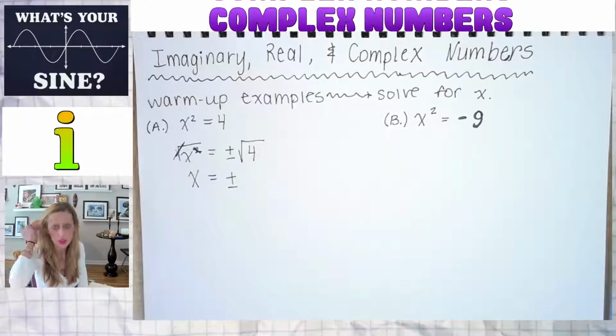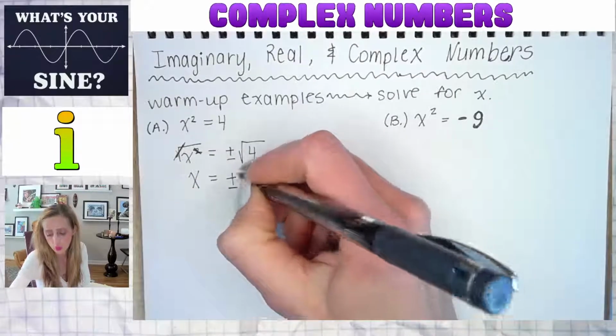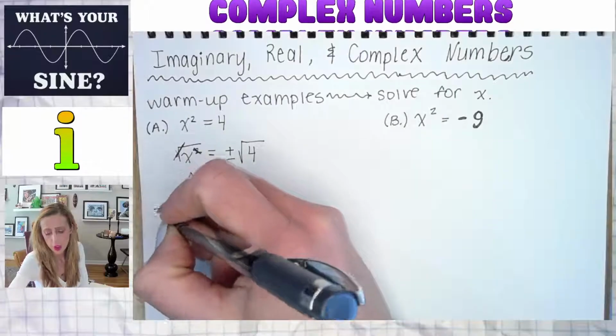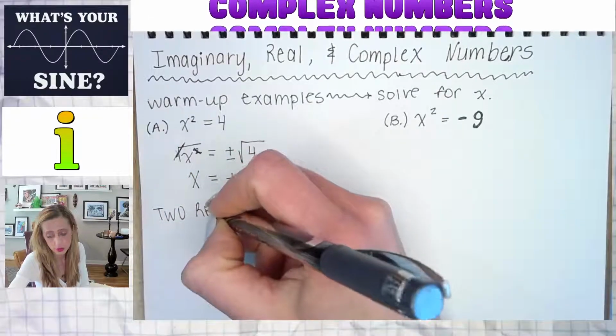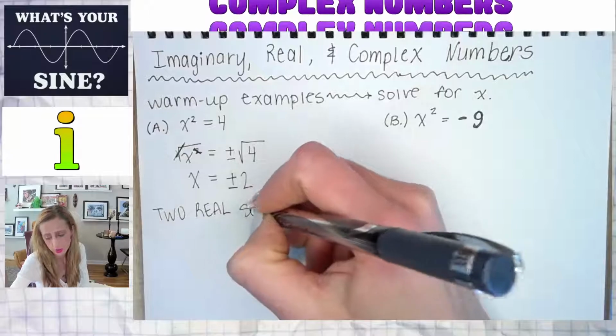What number times itself is 4? 2. So those are our answers, and we have two real solutions.